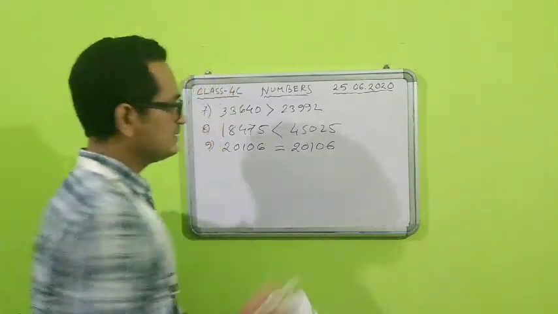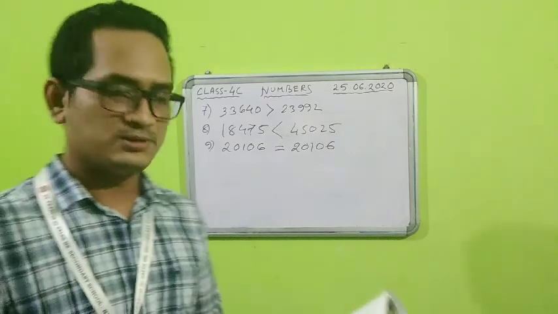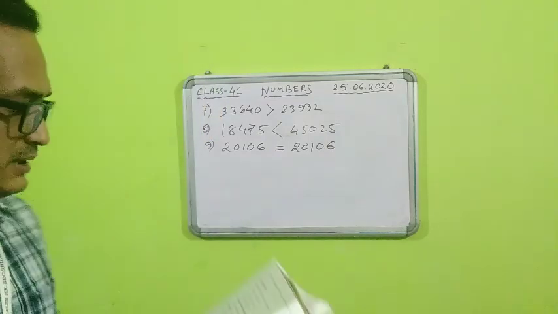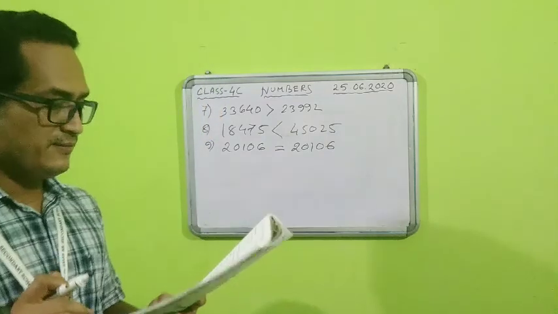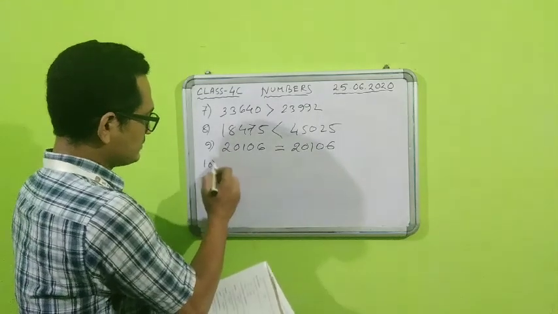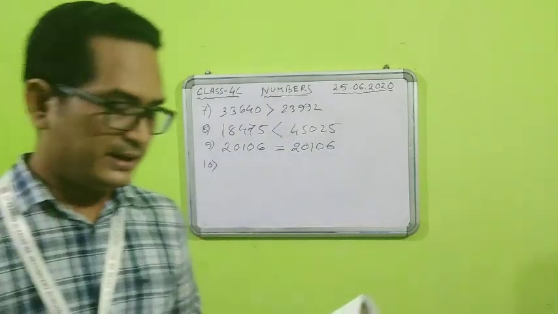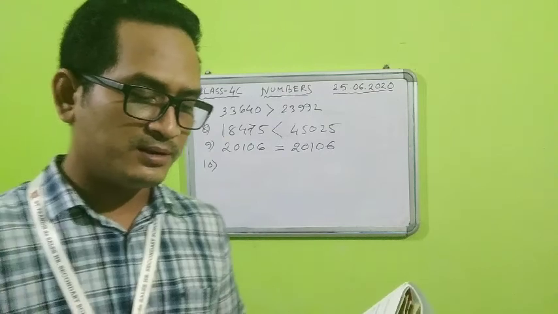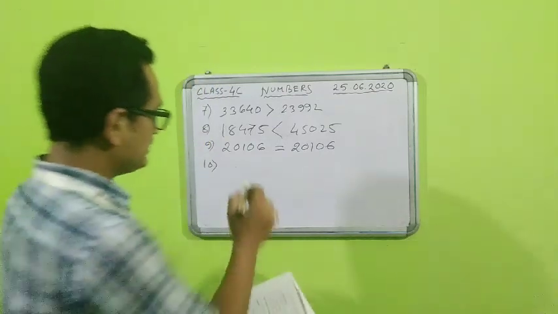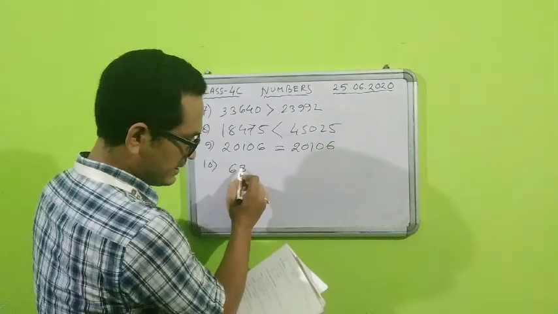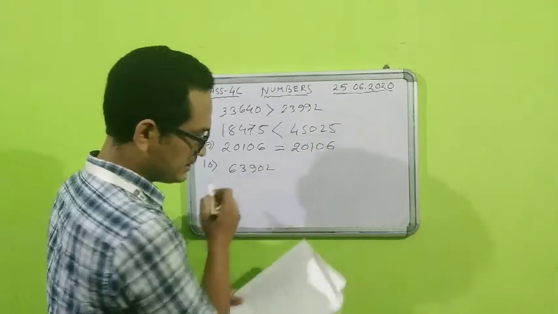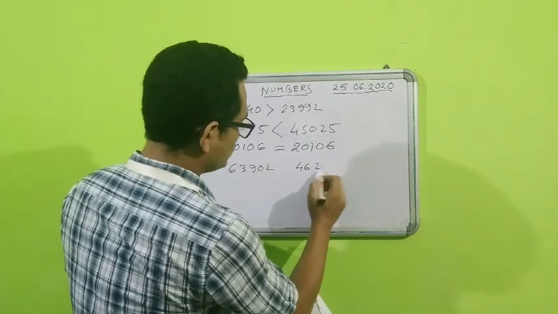Now students, you can clearly see both the numbers are equal. So the equal sign will come there in question number 9. Fine. Question number 10 is a very short answer question. In that question, find the smaller number by comparing the two numbers, that is 63,902 and the other one is 46,239.